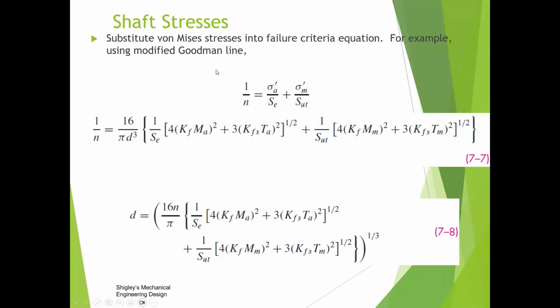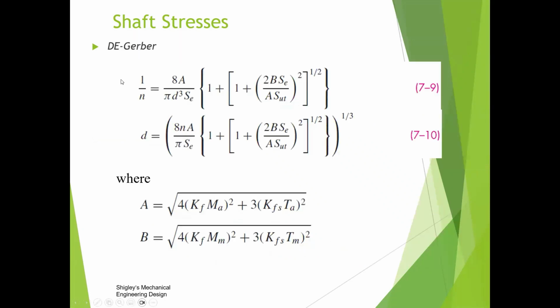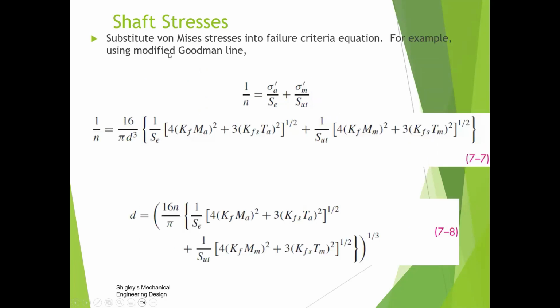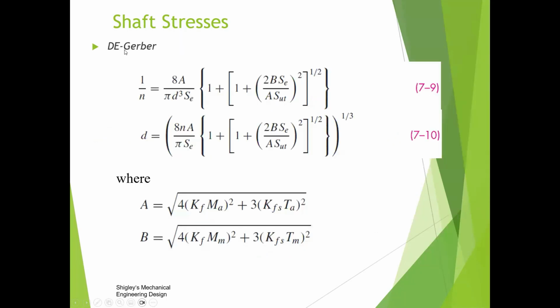So here is Goodman's theory. If we combine von Mises, DT, and Goodman's theory together, we have these two equations. N is the safety factor, and this is D. This textbook gives us very comprehensive combinations. This is for the DE theory, the von Mises theory, along with Gerber. So this is von Mises with Goodman, and this is DE with Gerber.